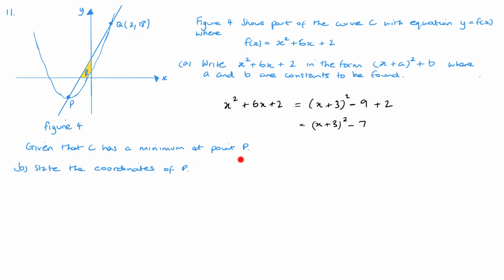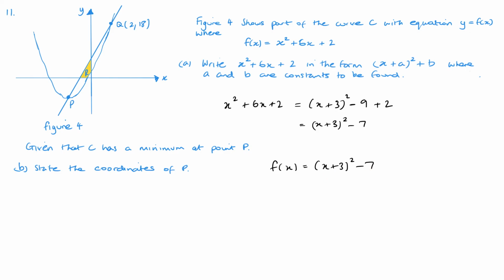Okay, given that C is a minimum point at P, state the coordinates of P. So that's just going to be using our completed the square. When we complete the square, we can say f of x equals x plus 3 squared minus 7. And at this point, it's going to be when this is at its lowest value, isn't it? It's a minimum. Since this can only be greater than or equal to 0, because it's squared, it can't be negative, our lowest point will be, imagine this being 0, so it'd be minus 7 for the y.